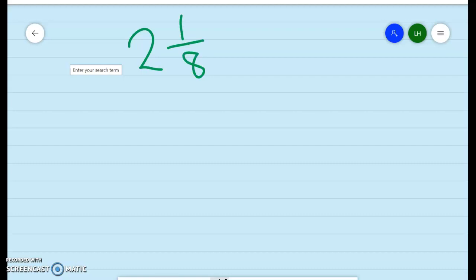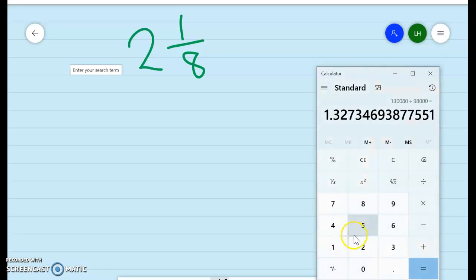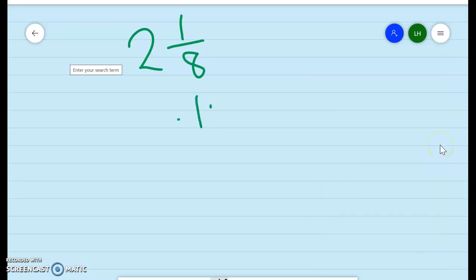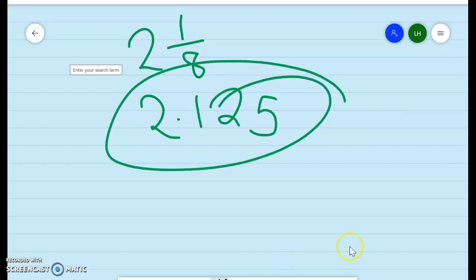The way that we do that is we take the 1, and the fraction bar means divide. So if we do 1 divided by 8 in our calculator, we would get 0.125. And then the 2 is your whole number in the front. So 2.125 is how it would be written as a decimal.